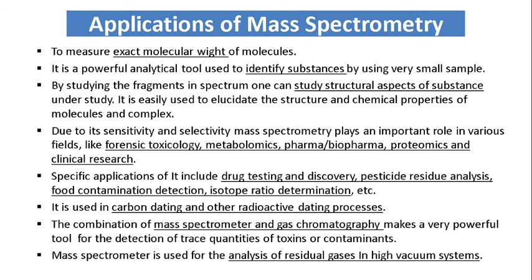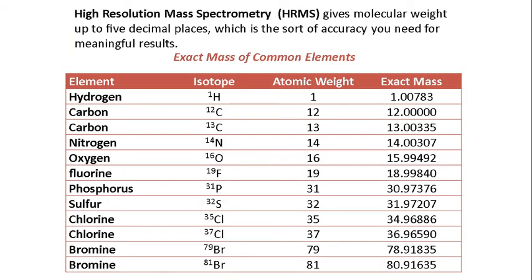One more important application is the study of isotopes, because we discussed that the isotopic peak is observed in the mass spectrum. So you can see here, by using high resolution mass spectrometry, we can get the molecular weight of any compound up to 5 decimal places. So this technique is a very accurate one.